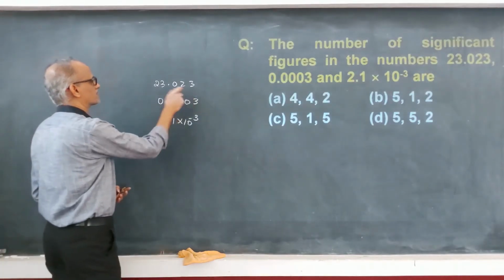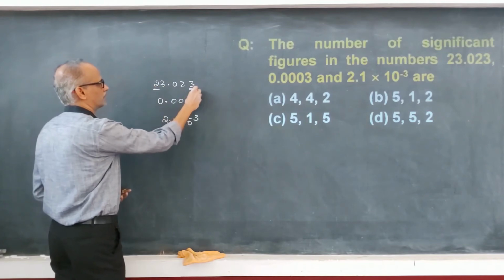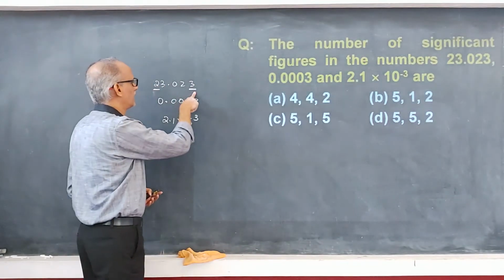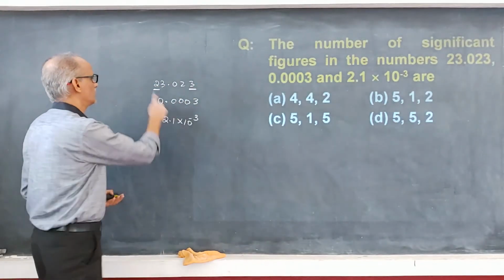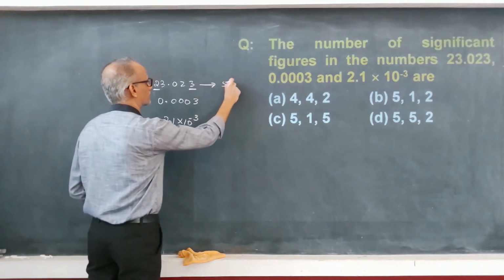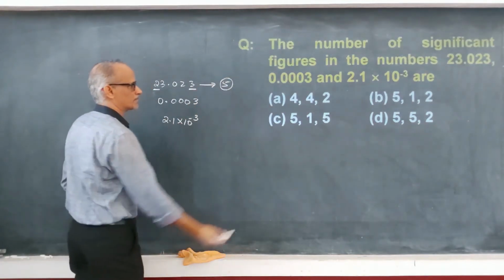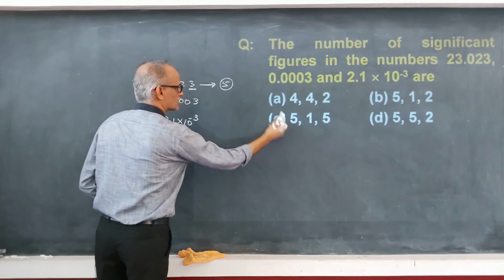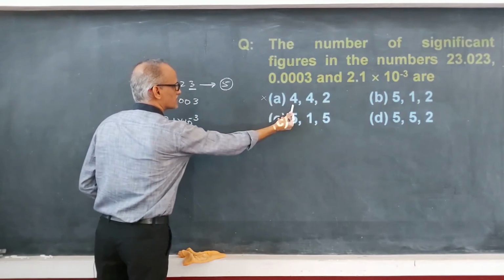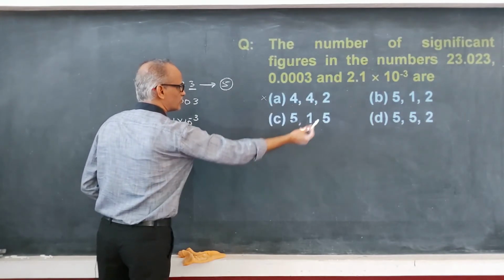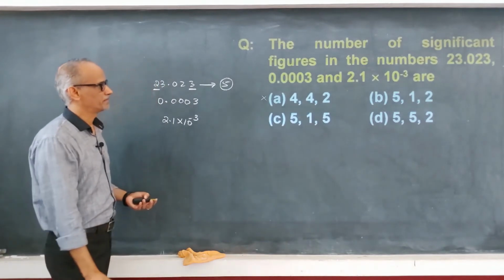So first, with the decimal, most and the least. Most is the first one and the least is the last digit. Total 5. So this cannot be the answer because here it's given 4. But 5 you will find in 3 options, B, C and D.